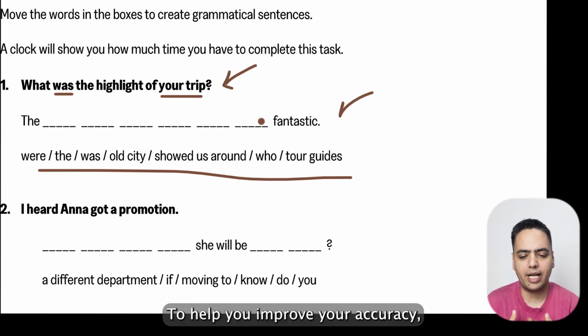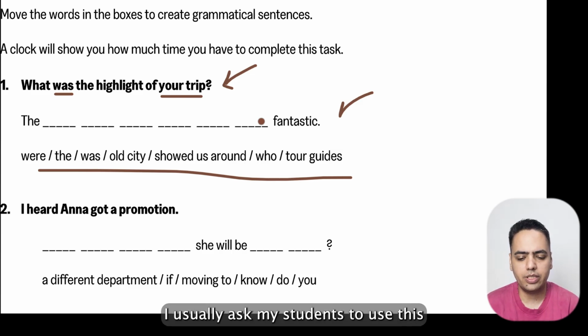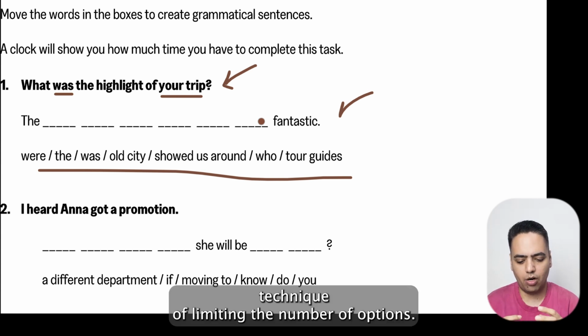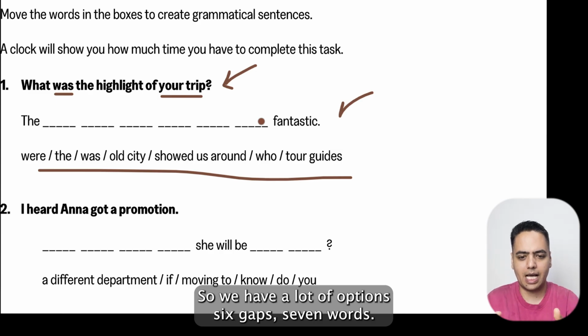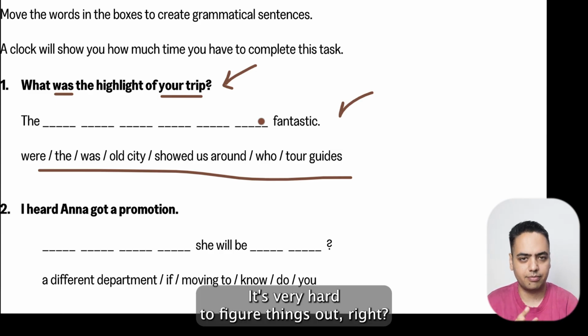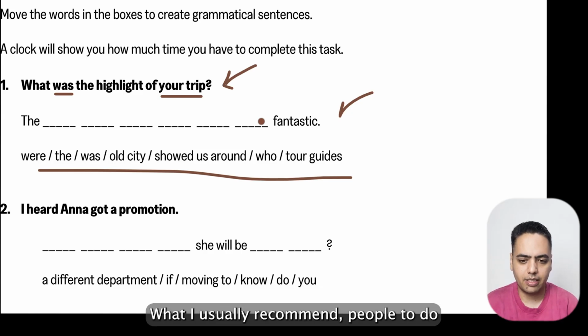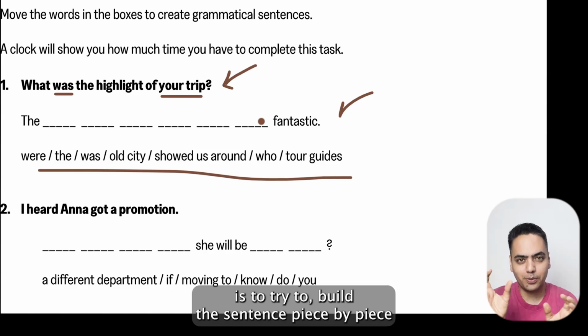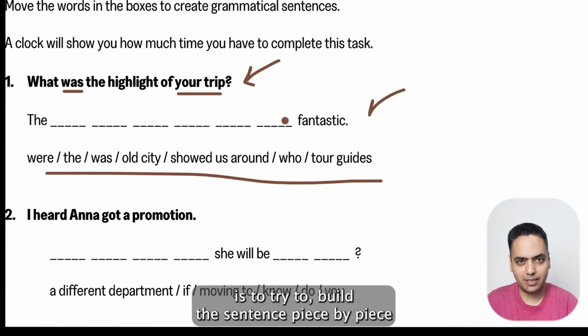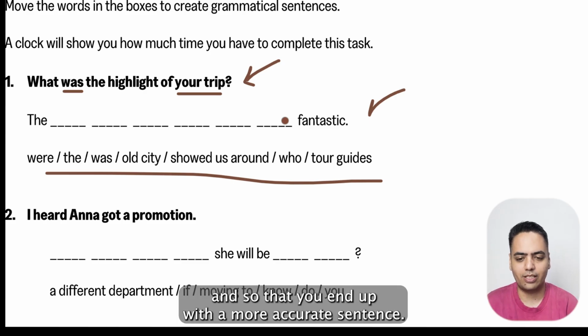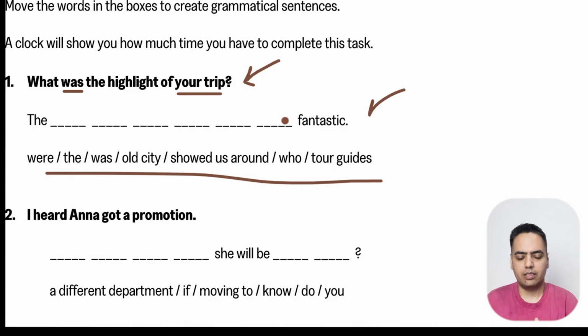If you're not an advanced student, let's say you are at a level A2, B1, B2, to help you improve your accuracy, I usually ask my students to use this technique of limiting the number of options. So we have a lot of options, 6 gaps, 7 words. It's very hard to figure things out, right? What I usually recommend people to do is to try to build the sentence piece by piece so that you end up with a more accurate sentence. Part of it is easy.